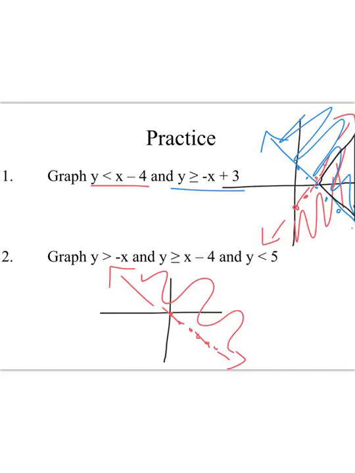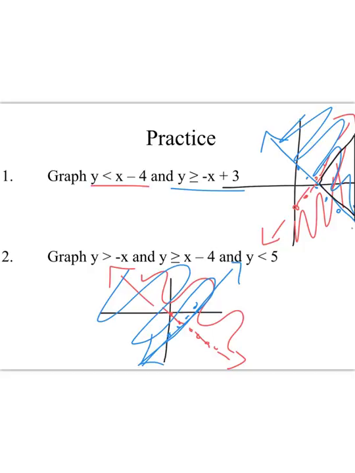My second line in blue has a slope of 1 and a y-intercept of -4. So up 1 over 1. This is going to be a solid line. When I plug in 0, 0, I get 0 being greater than -4. That is true. So I will be shading in over here.